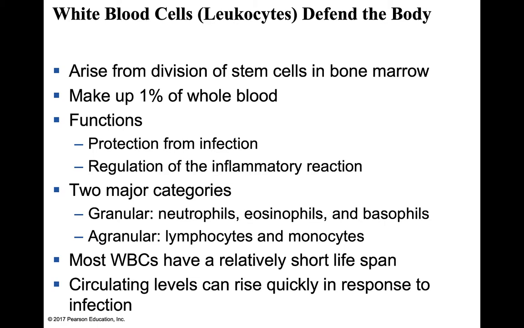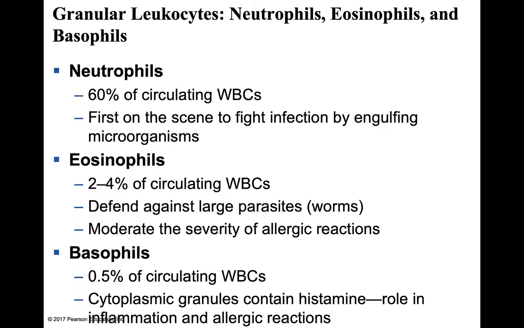Now, the other characteristic about our white blood cells is that they have a relatively short lifespan, but you can see an increase in the number of white blood cells, especially in response to an infection. Now, as noted, neutrophils account for the majority of circulating white blood cells. And generally, they're going to be the first on scene to fight infection. And they actually function through phagocytosis. So they kind of act like little Pac-Man, and they gobble up these pathogens and things that don't belong in the body.